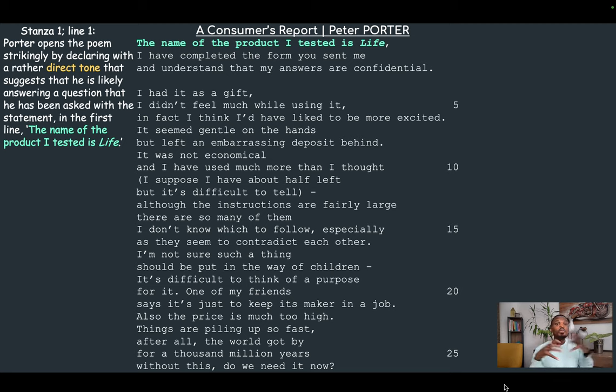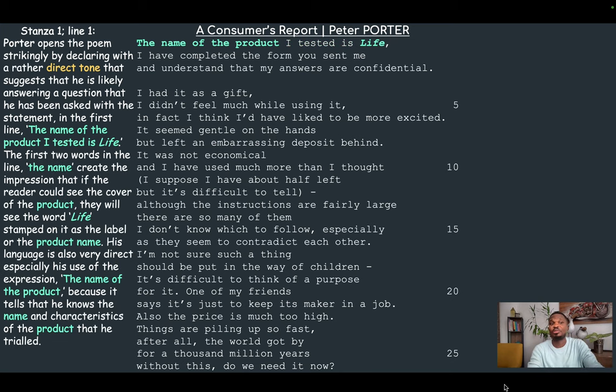Now, it could be that Potter is the one speaking, or the poetic voice. I choose to think of a poetic voice, because maybe Potter is just recounting the experience of the poetic voice. The first two words of the line, the name, create the impression that if the reader could see the cover of the product, they would see the word life stamped on it as a label or product name. That's the effect the phrase, the name of the product tasted, gives.